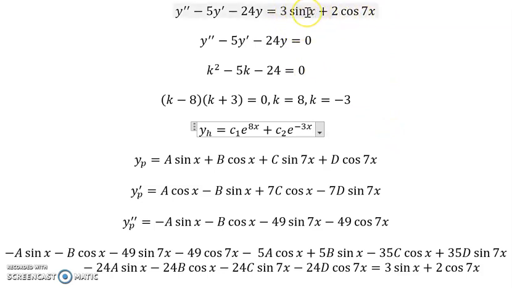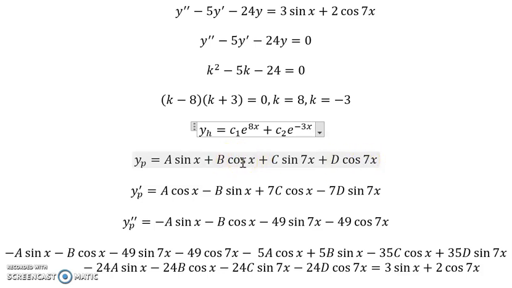Now, the thing about trig functions is that you always have to guess both sine and cosine as part of your function, because as you take derivatives, sine will become cosine and cosine will become sine. And so you need both of them to make sure things cancel out in the right way. And so we need to guess sine x and cosine x with our two unknown coefficients. But then cosine 7x is a completely different function, and so we also have to guess sine 7x and cosine 7x, because these ones will never turn into these ones or vice versa.